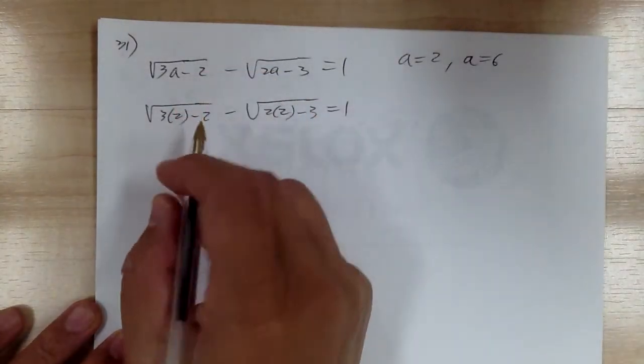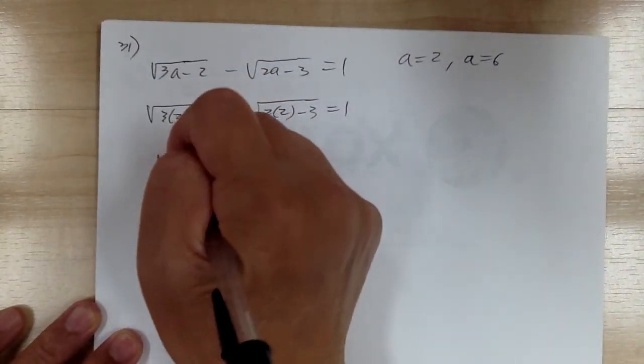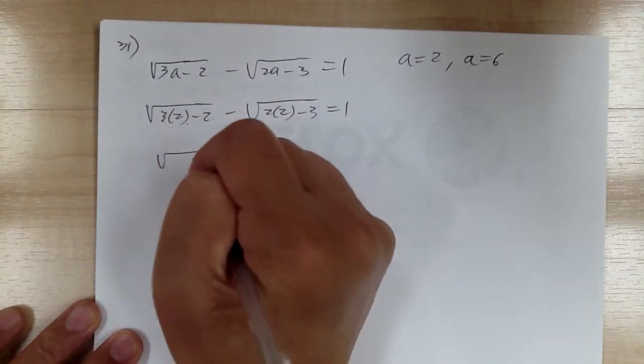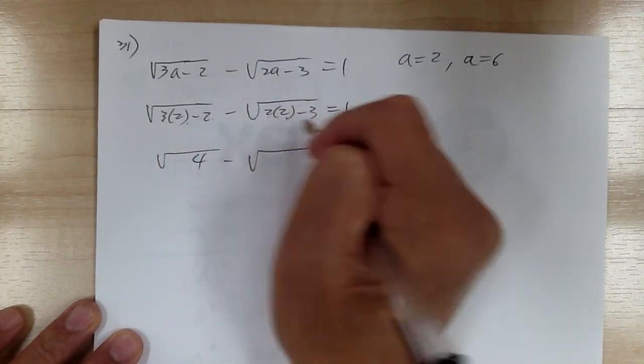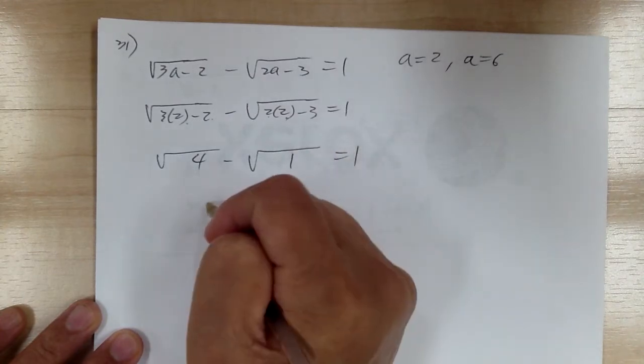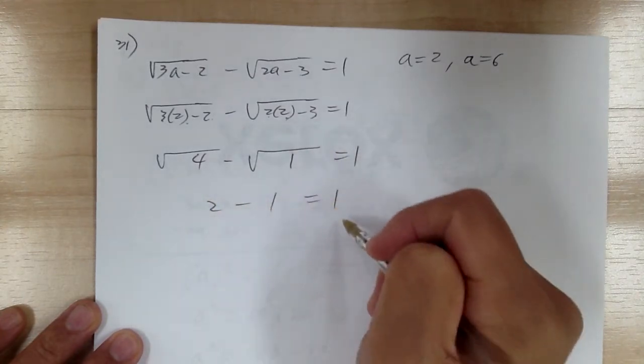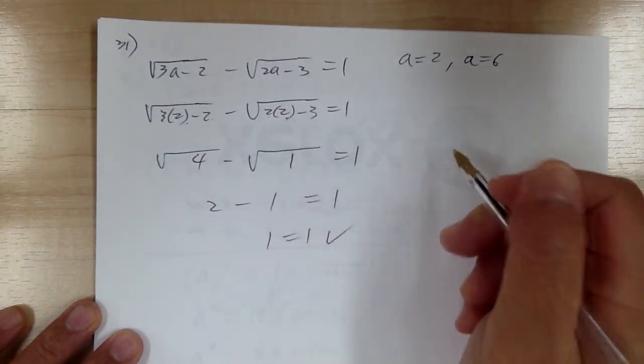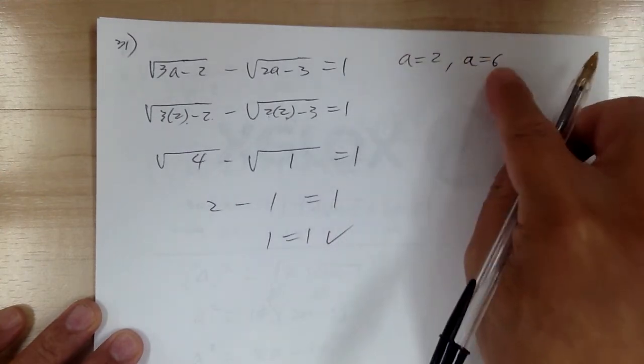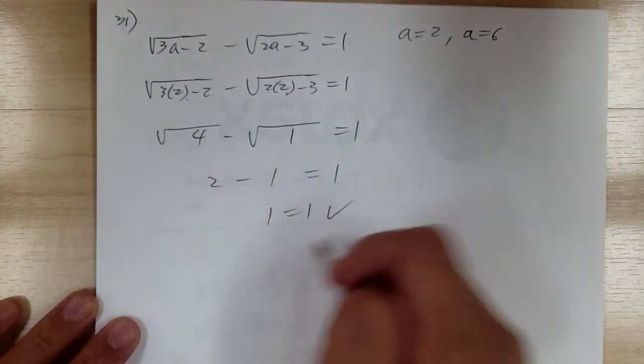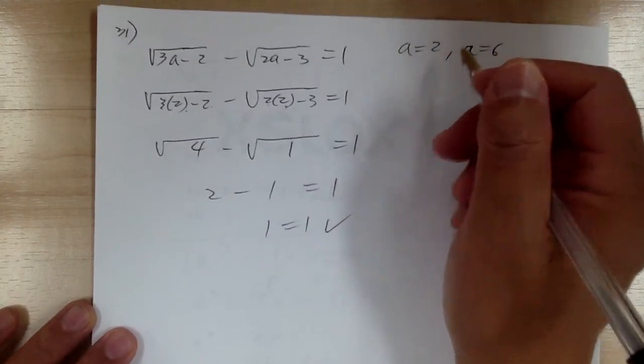Okay, so 3 times 2 is 6 minus 2 is 4. 2 times 2 is 4 minus 3 is 1. Okay, so you got 2 minus 1 equal to 1. So 1 equal to 1, so this one checks. Okay, now let's check this one here. I'm going to do it over here.